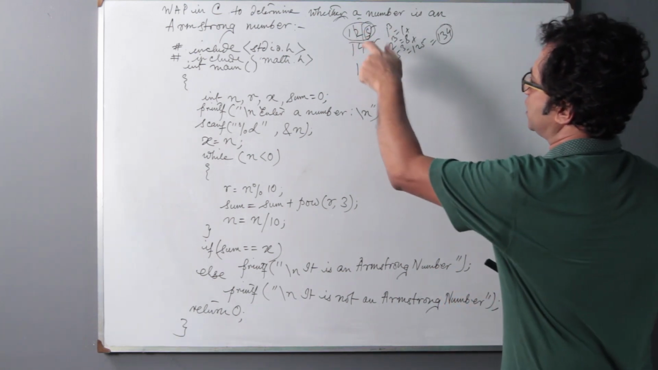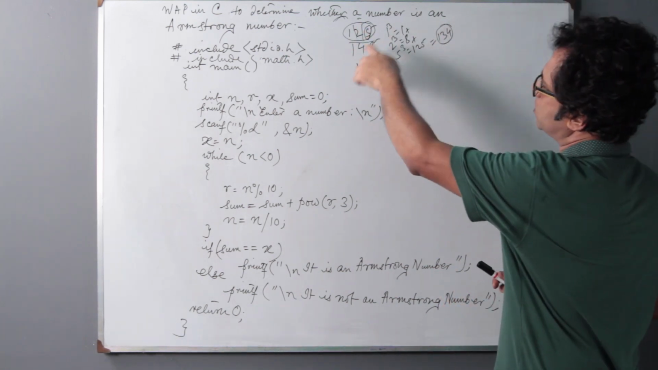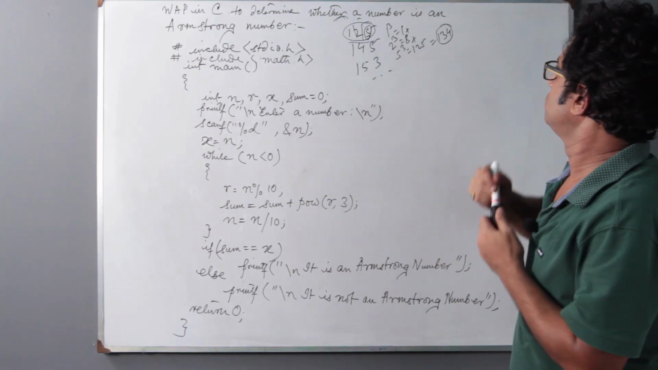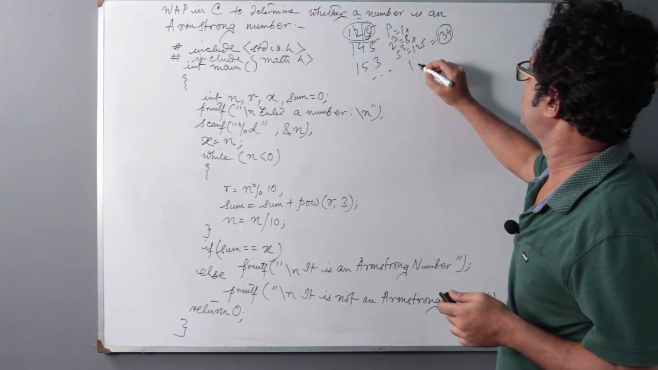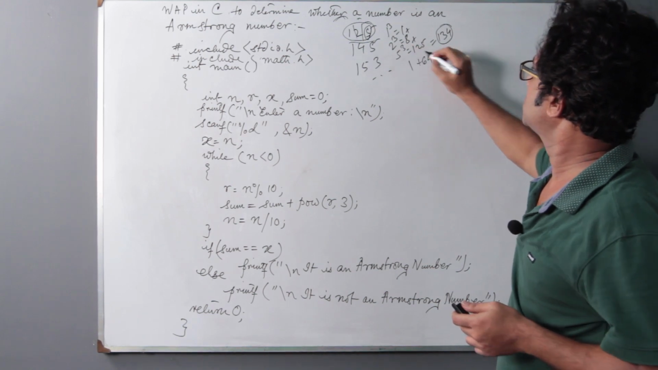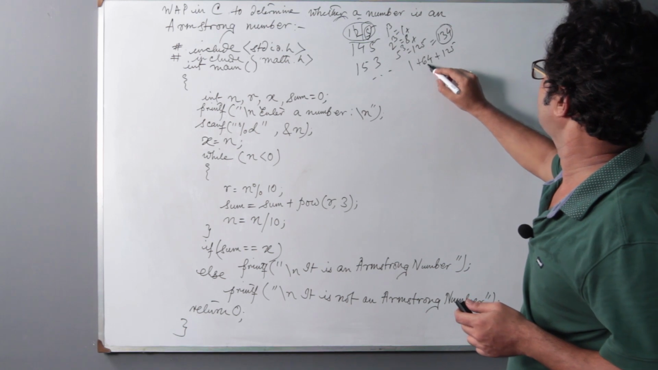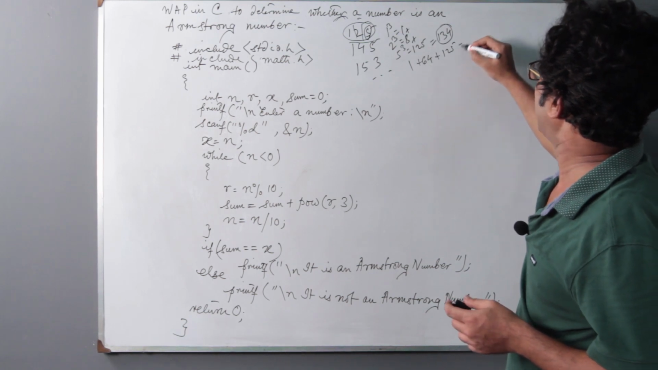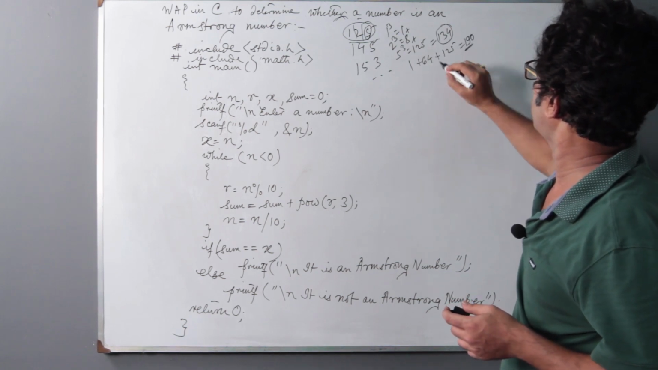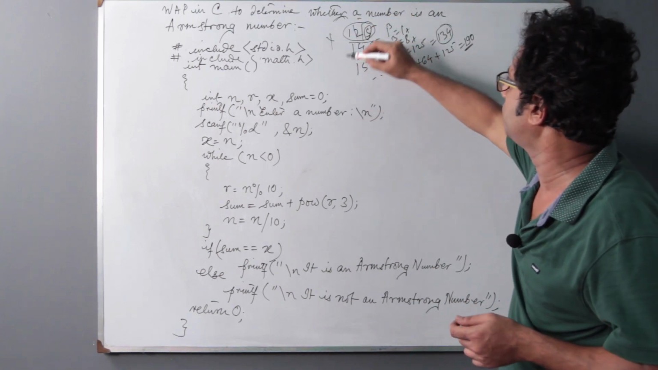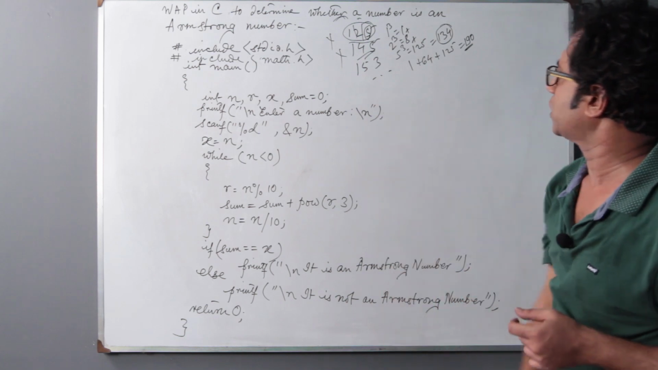Suppose we do the following calculations in case of 145. Here 1 is cubed, 4 is cubed, that is 64, 5 is cubed, that is 125. So 125 and 65 gives you 190, which is definitely not equal to 145. So 145 is not an Armstrong number either.